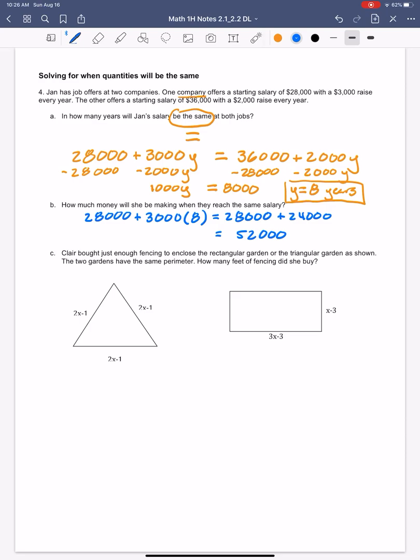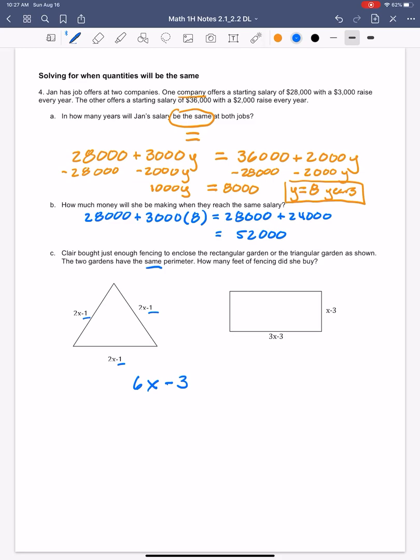It says Claire bought just enough fencing to enclose the rectangular garden or the triangular garden as shown. The two gardens have the same perimeter, so we know that the perimeters are equal. How many feet of fencing did she buy? So if I look over here at the triangle, if I want to figure out the perimeter here, it's got 2, 4, 6 x's. And then we've got a -1, right? -1 and -1, so that would be -3.